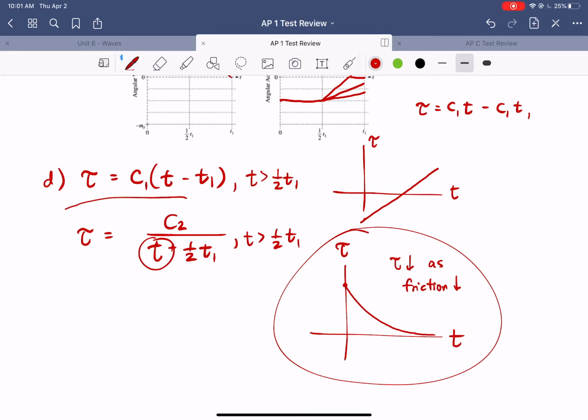So equation 2 is the one that better models this experiment. And your explanation can be as short as just stating that this torque decreases as time goes up, whereas the other torque increases as time goes up. So the second one is what you want.